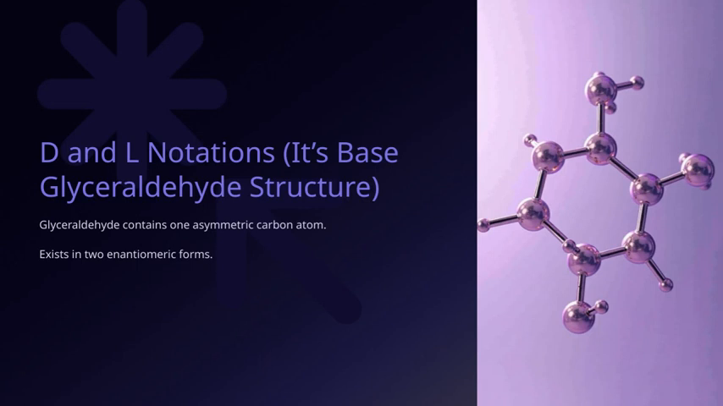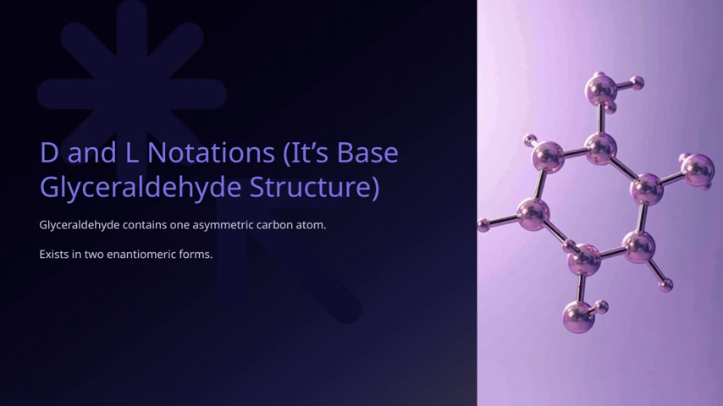Glyceraldehyde exists in two enantiomeric forms, which are essentially mirror images of each other. This is a common feature in many biological molecules, and it plays a crucial role in how these molecules interact within living systems. Now, what's interesting about glyceraldehyde is that it contains just one asymmetric carbon atom. This single chiral center is what gives rise to the two different enantiomers, often labeled as D and L. Speaking of these notations, D and L are used to describe the orientation of the molecule, specifically based on the structure of the base glyceraldehyde.